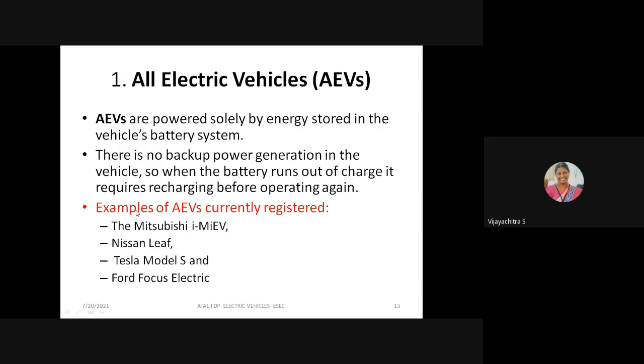Okay, so these are examples of all-electric vehicles which are currently registered: Mitsubishi and Nissan Leaf, Tesla Model S, and Ford Focus Electric. So Ford, Nissan, Mitsubishi, and Tesla, these four companies have developed electric vehicles which are powered only by the energy stored in the vehicle's battery system. Okay.